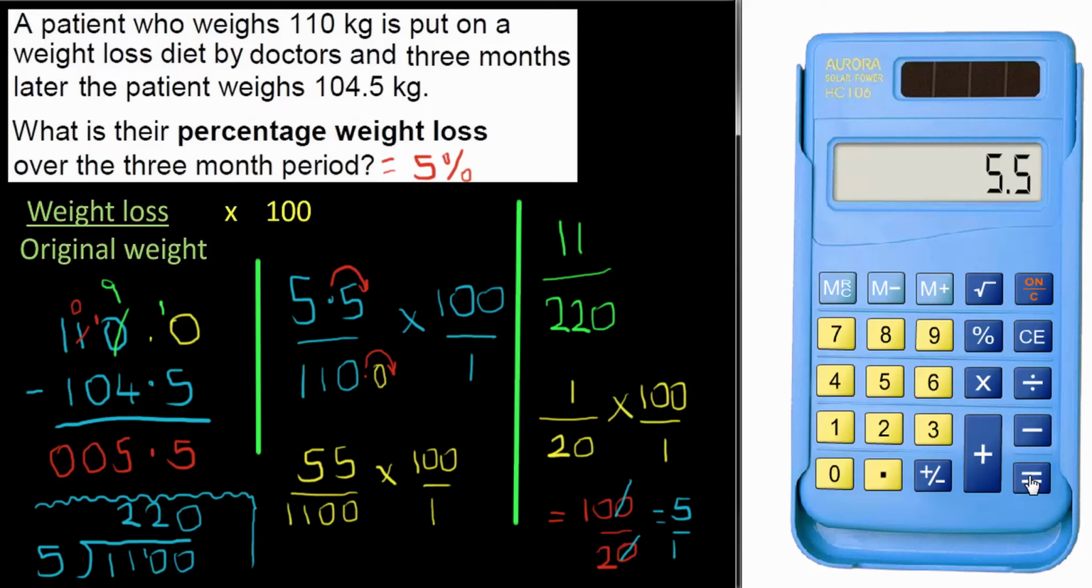So I then had weight loss over original weight, so divide by 110 and then multiply by 100 over 1. Sure enough, the answer is just 5%. You could use this method also if the question was about a patient gaining weight. Your formula would then say weight gain over original weight, and again, you'd simply times it by 100, or in our case, by 100 over 1, to work out the proportion as a percentage. Okay, almost done.